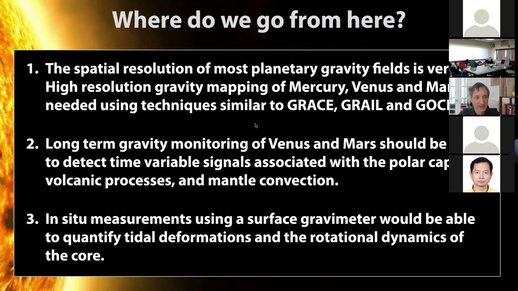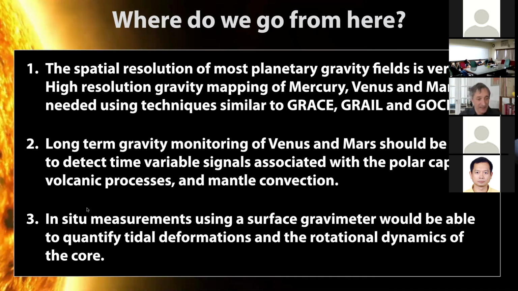Another thing is that with some of these planets, there probably are time variable processes that are affecting the gravitational field. So for example, on Mars, there are processes associated with the formation of the polar caps. And on Venus, there probably are processes associated with volcanism, which could give rise to time variable gravity signatures. So I think we need missions to both of these planets to have long-term monitoring of their gravity fields.